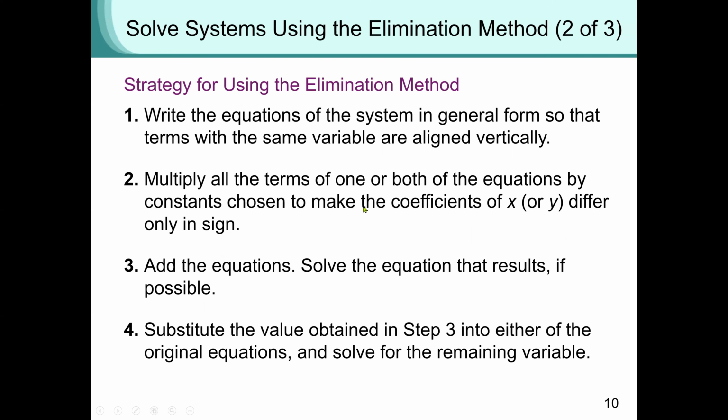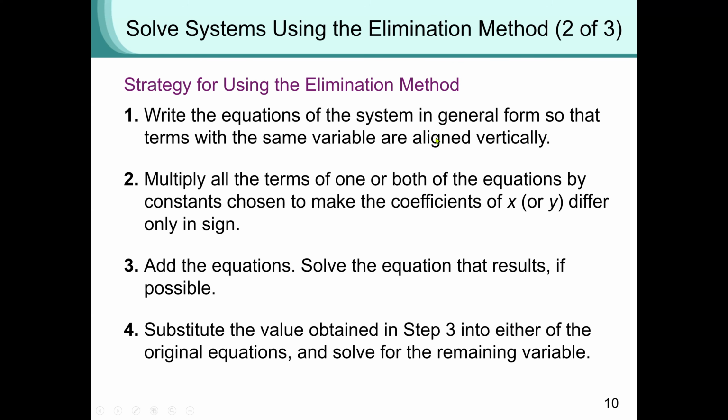I think the best way is for us to see an example. Before that, let's look at the strategy. First, we write the equations of the system in general form. When we say general form, for example, if I have 2x + y = 10, that's in general form. If we say y = 2x + 1, that is not general form. General form means all the variables and coefficients will be on the left side of the equal sign, and only the constant value will be on the right side.